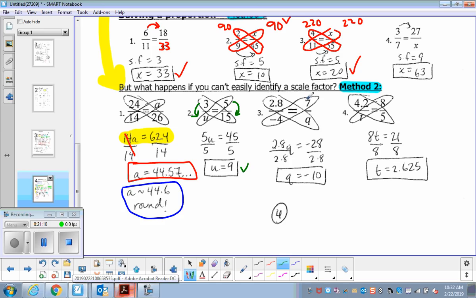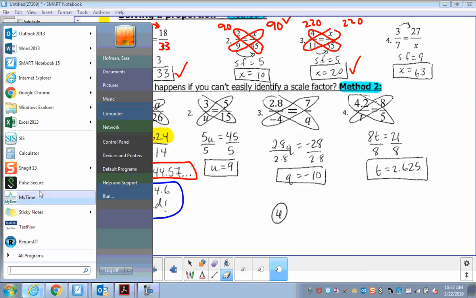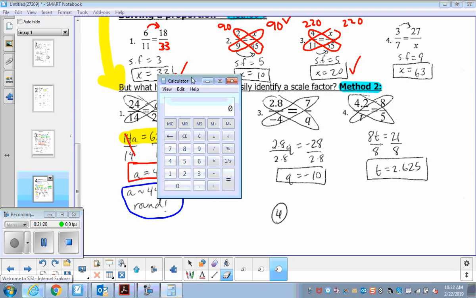All right, now for this next one, number 3, I think with the decimal and a negative, nobody's going to identify a scale factor very easily, so we're just going to cross multiply and divide. Bust out your calculator if you need to. You've got a 4 that's negative times your 7. That's where I got my negative 28. And then 2.8 times some number should equal that. So now you just got to divide that by 2.8. And boom, you're going to get a negative 10.